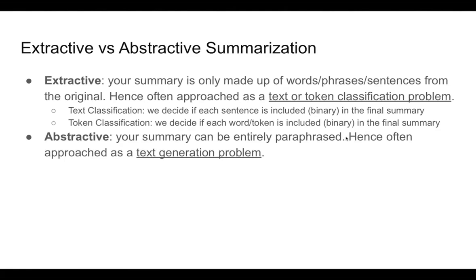And token classification, of course, is a bit more tricky because now you have to think about the syntax too. If you just choose which sentences to include, then at least you don't have to worry about the syntax. You just have to worry about the flow. But if you decide which tokens, and you choose wrong tokens, then your sentence will be really bad, right? You might choose tokens without a verb, or tokens without a subject. So it becomes a bit more tricky, but still, it's relatively more controllable than generation-based summarization, which people call abstractive summarization, where you're not formulating this as a text or token classification problem, but your summary might be entirely paraphrased, which means it has to be generated.